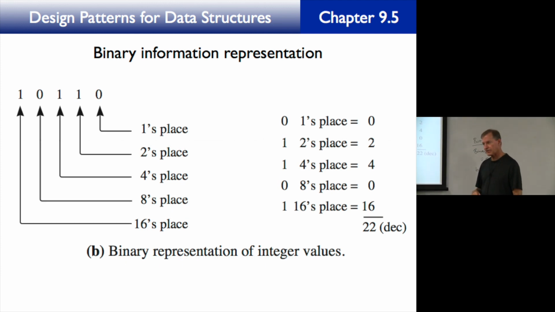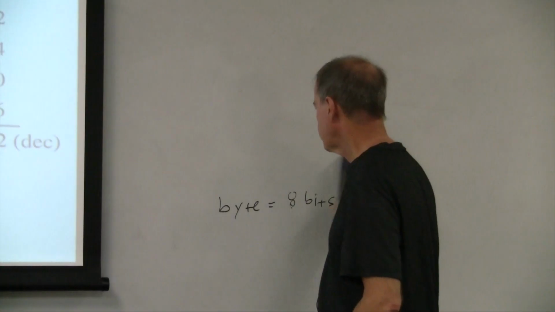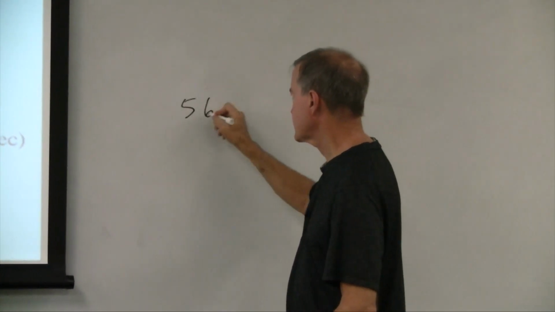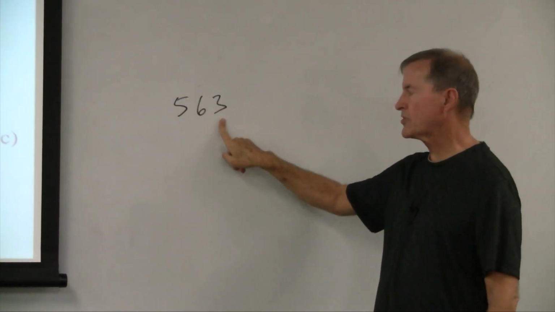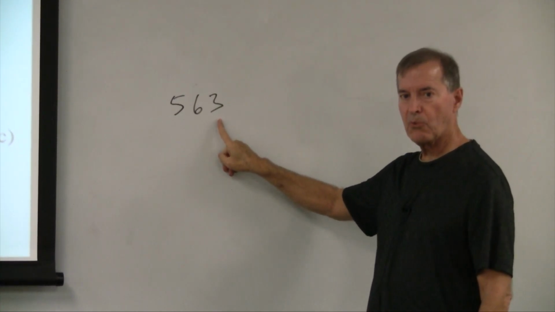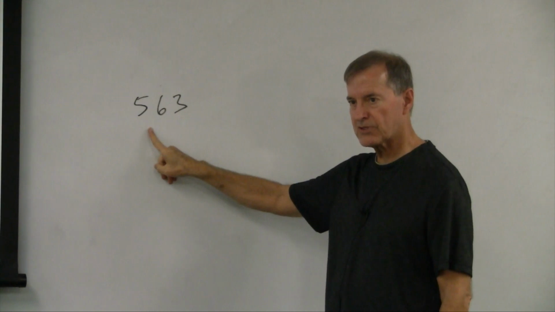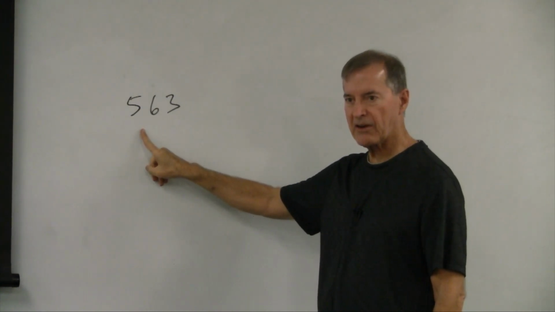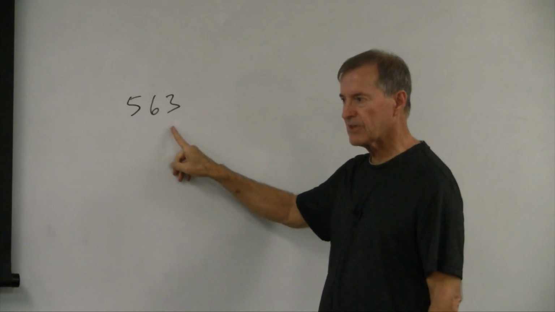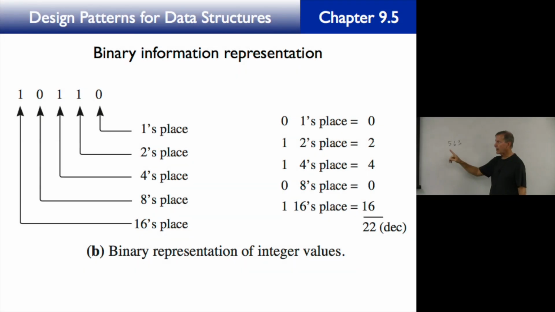Now here's another little fact: how integers are stored in binary. In decimal, if you have a number like 563, the 3 is in the ones place, this is in the tens place, and this is in the hundreds place. It works the exact same way in binary, only instead of base 10, it's the ones, then the 2s, then the 4s, then the 8s, then the 16s, and so on. Is everybody clear on that?